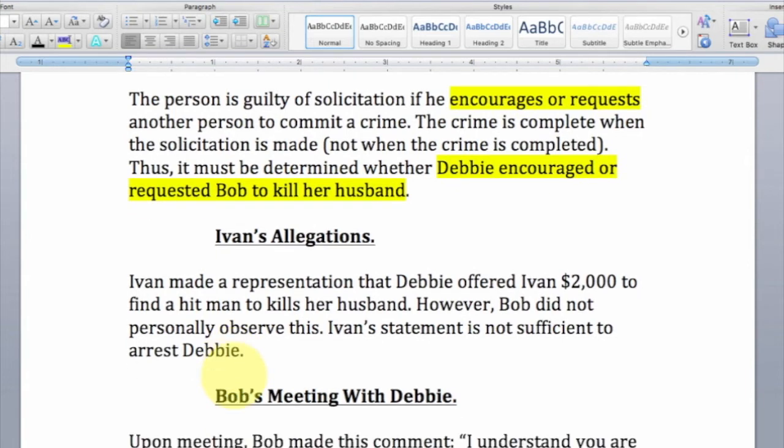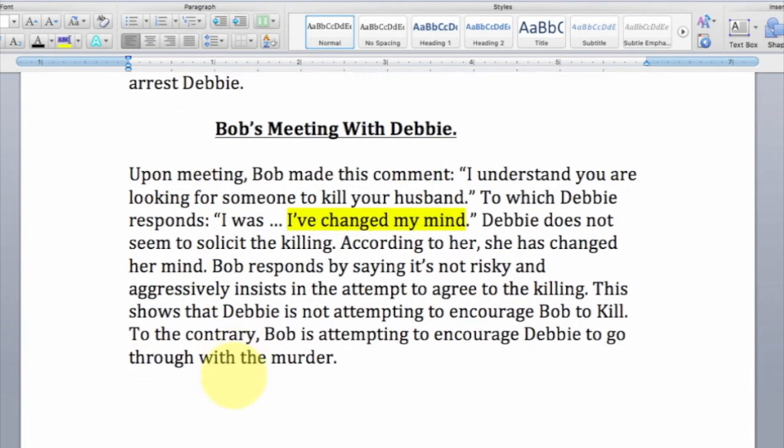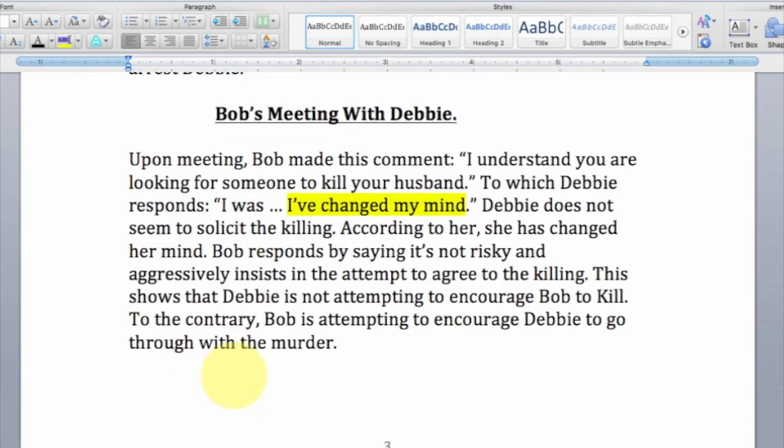because Bob was not there when Ivan stated that Debbie had offered $2,000. So now let's go to that meeting between Bob and Debbie. The first thing that Bob says is this: I understand you're looking for someone to kill your husband. And then she says, I've changed my mind. And then you could definitely argue that Debbie there was not trying to solicit a murder.